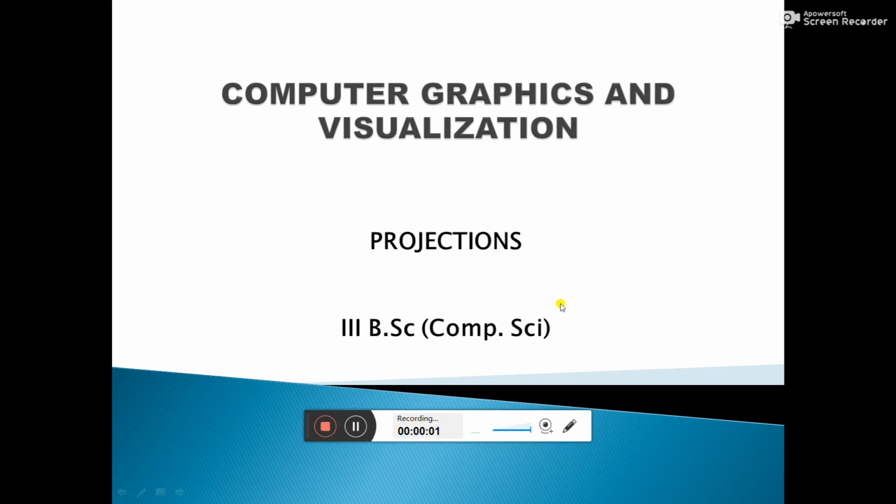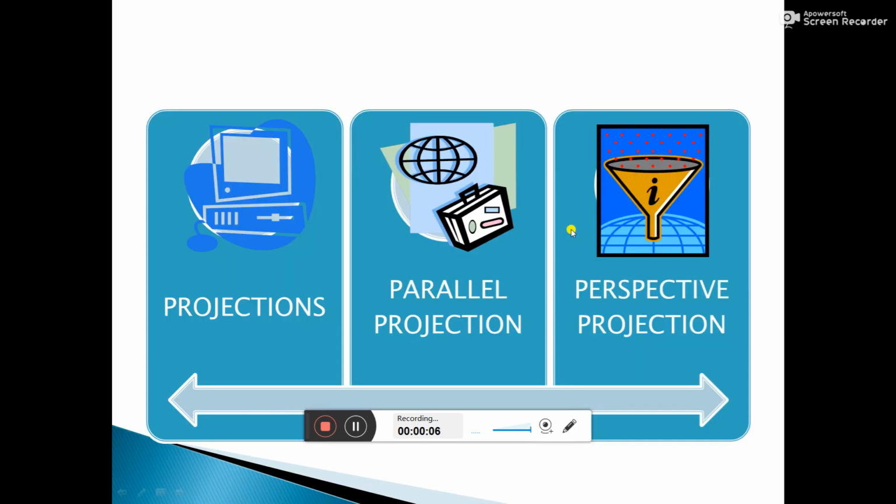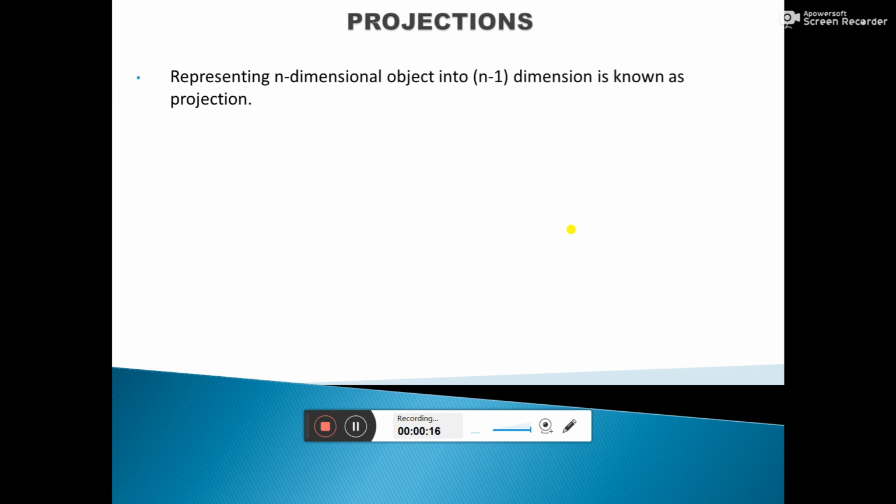Hello to everyone. Today we are going to see about projections in computer graphics. In this we have projections, parallel projections and perspective projections. What is projection? Representing an n-dimensional object into n-1 dimension is known as projection. Here we are going to see how to project a three-dimensional object into a two-dimensional view plane.